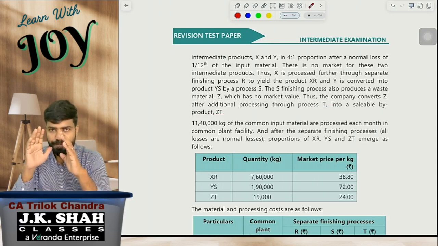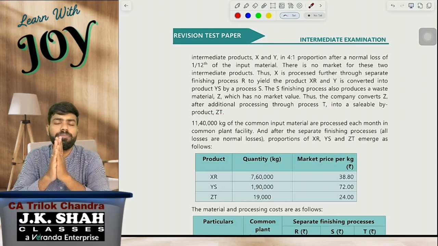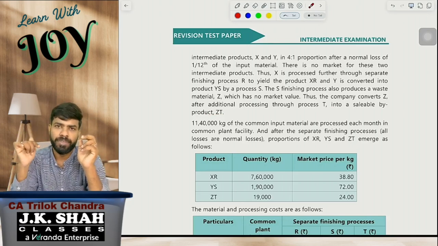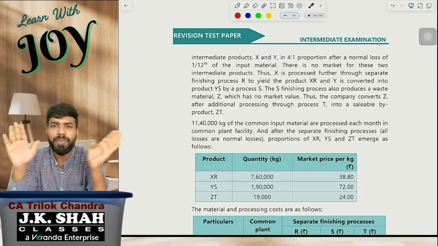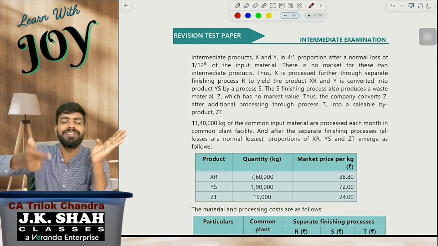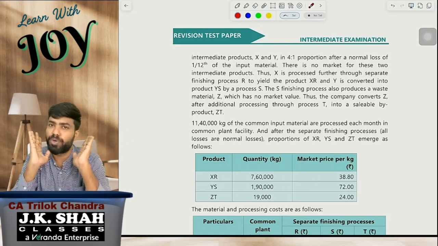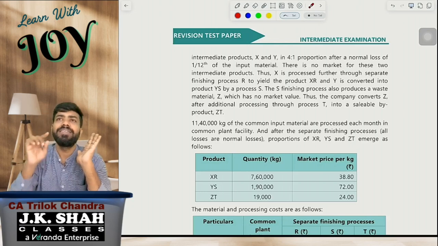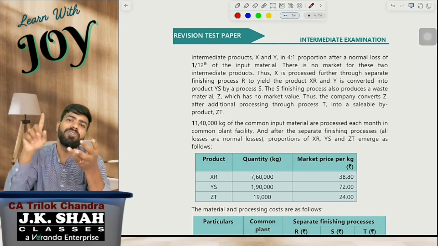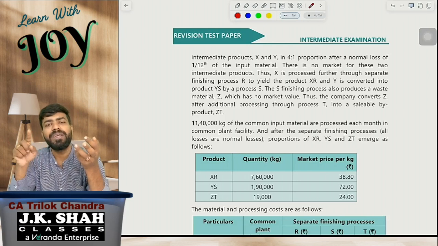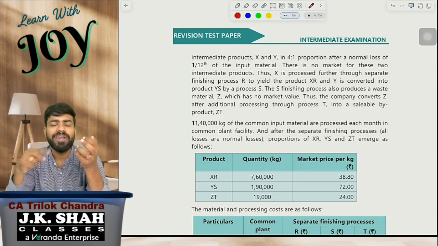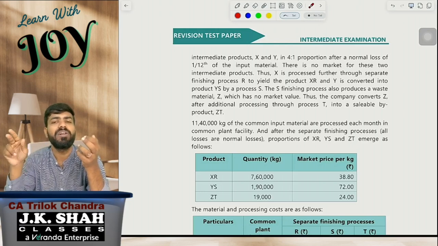So let us understand till here. From the joint process, we are getting two intermediate products X and Y. Both the products do not have the market value. Apart from these two products, there is a loss of 1/12 of the input, which is normal. Now the point is X and Y do not have the market, so they are further processing. X they are further processing in R process, so that they are called XR. Y they are further processing in S process, so that they are called YS.